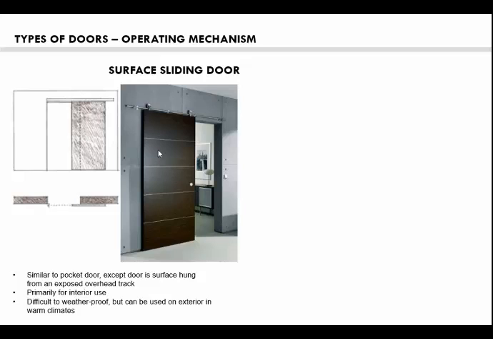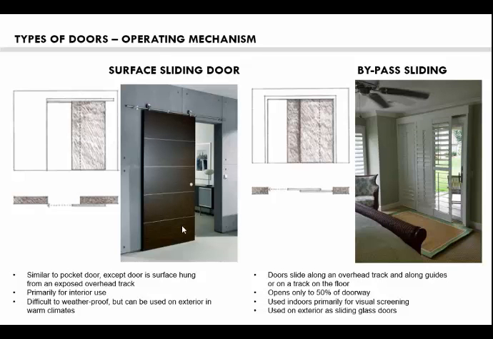It is very difficult to weatherproof, again because of too many gaps. You have gaps between the wall and the panel, gaps at the top, gaps at the bottom. We have this risk of water seepage. Okay, now the third type of sliding. So we have gone through pocket sliding and surface sliding.